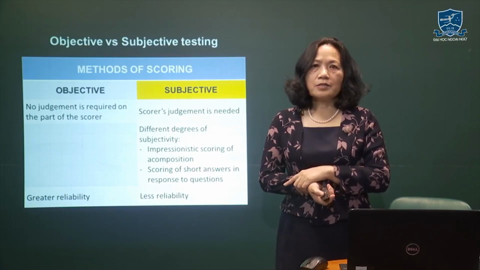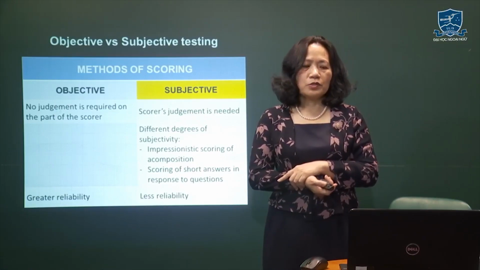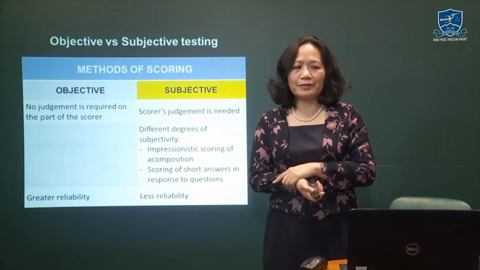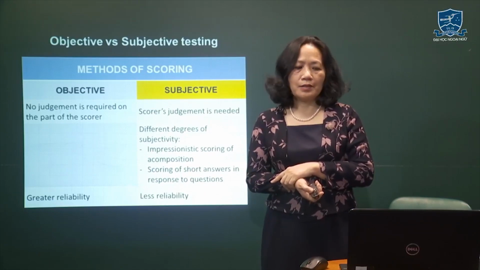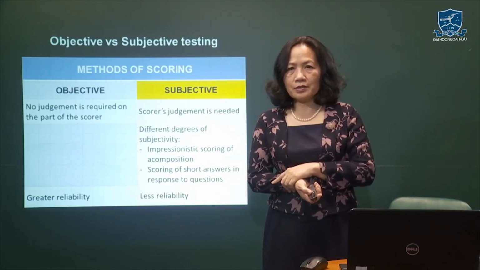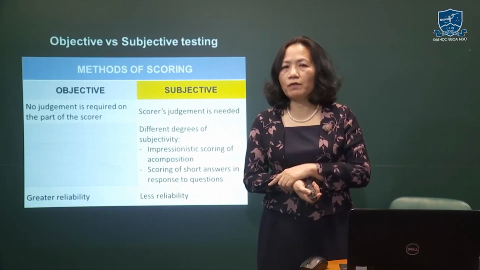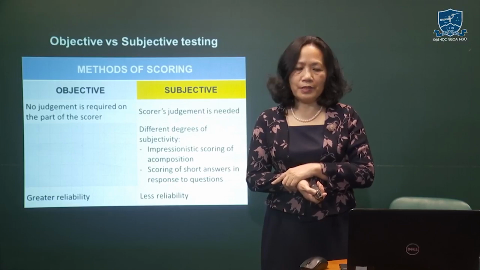Anyway, we can't use just one of the types. Normally, we often combine subjective and objective testing in order to have more accurate information about the student's ability.